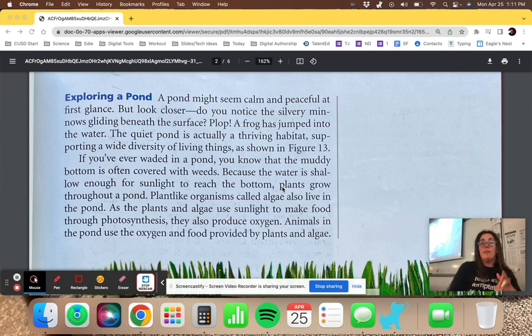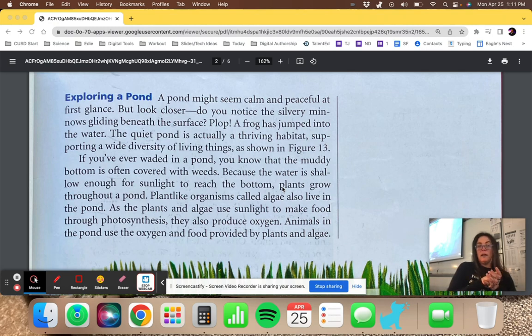If you've ever waded into a pond, you know that the muddy bottom is often covered with weeds, kind of squishy and yucky on your toes. Because the water is shallow enough for sunlight to reach the bottom, plants can grow throughout a pond. Plant-like organisms called algae also live in the pond. As plants and algae use the sunlight to make food through photosynthesis, they also produce oxygen.